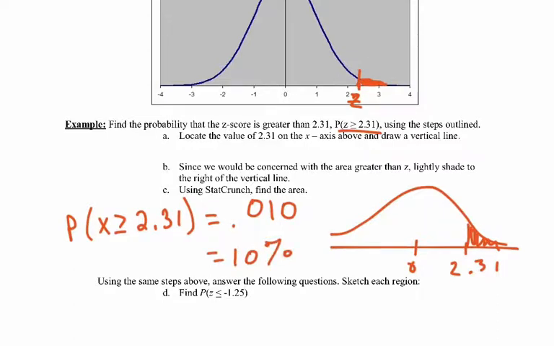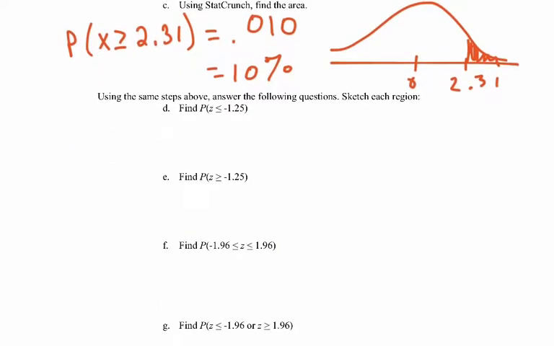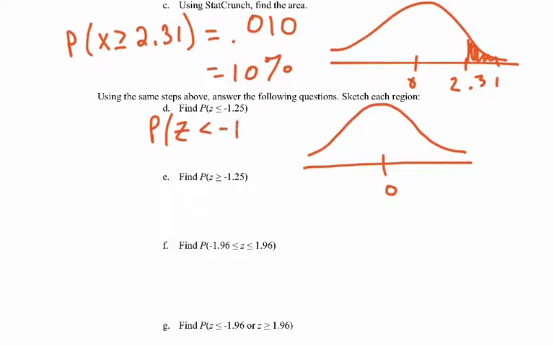Using the same steps above, answer the following questions and sketch a region for each one. Okay, so find the probability that Z is less than or equal to negative 1.25. And by the way, I want to just mention also, when you say less than or equal to or less than, it's the exact same thing when you're talking about a continuous distribution. Whether I actually include the 1.25 or not does not matter, because the area is an area under a curve, and I can't have an area at a specific point. That wouldn't make sense. StatCrunch by default does include it, but it does not matter.